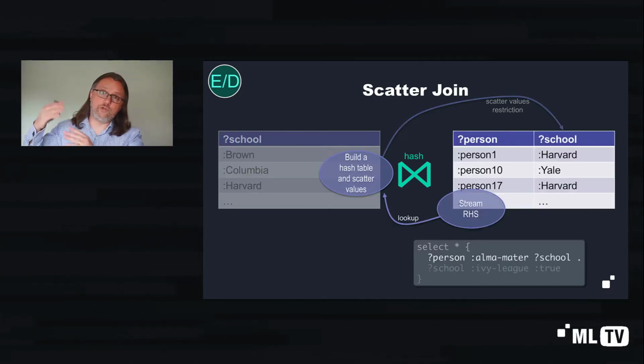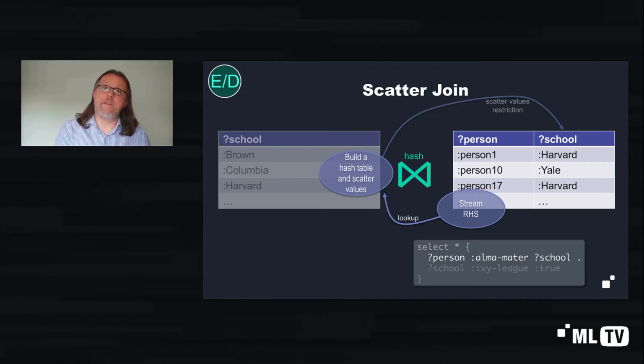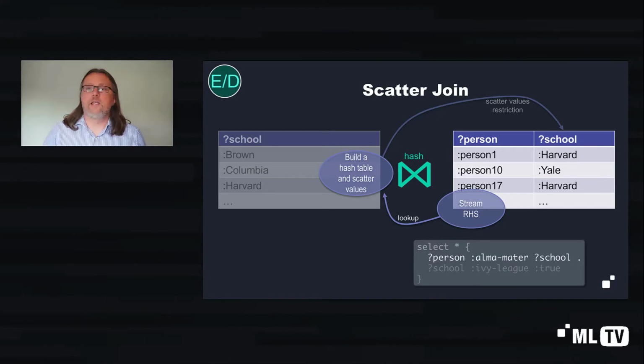So then we still stream the right-hand side. It's just that usually there'll be fewer results on the right-hand side that we need to stream. And as we stream those results, we still look them up in the hash table on the left-hand side, which then produces the result in the normal way from the normal hash algorithm.